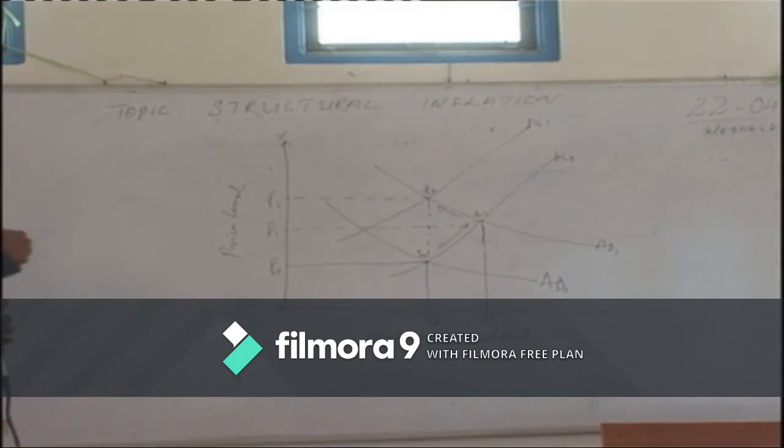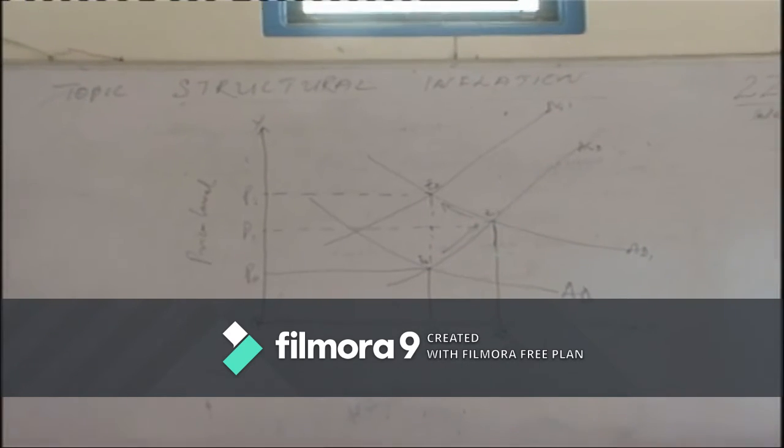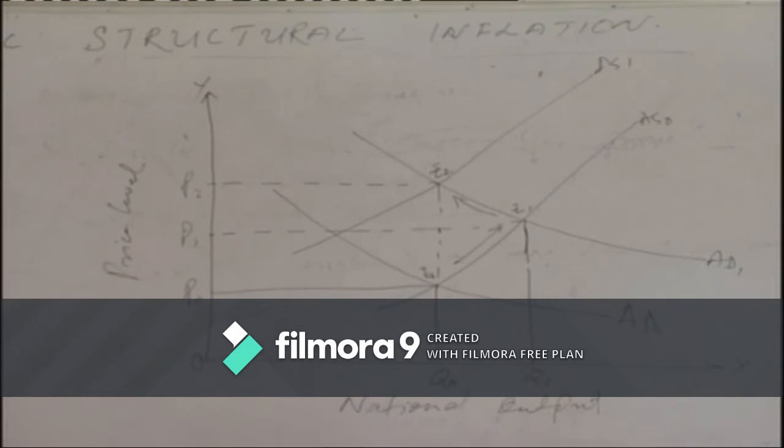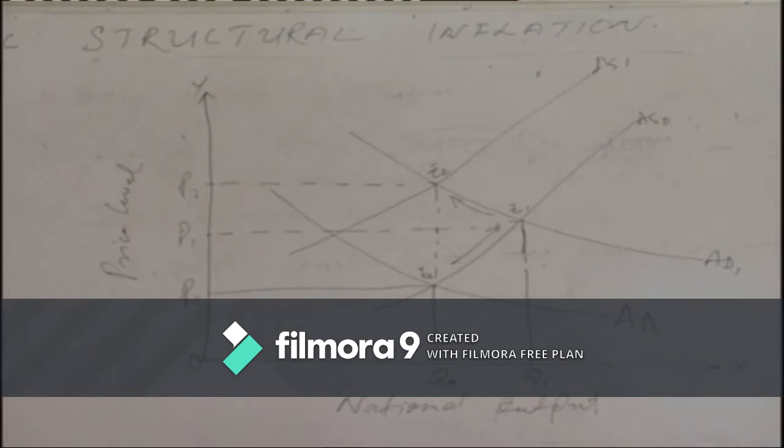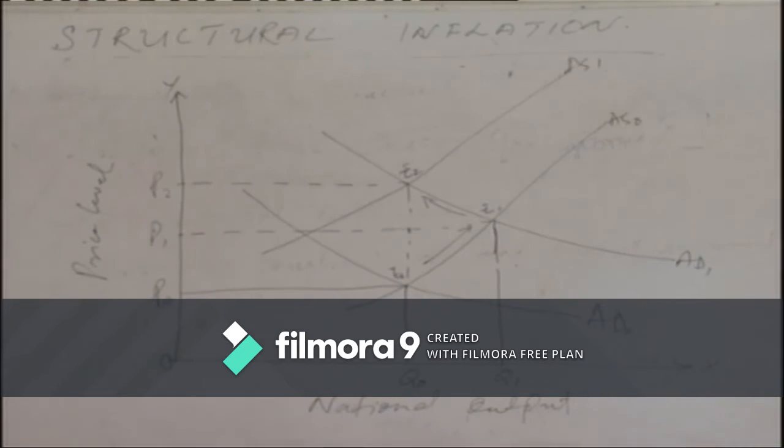I hope this figure is clear enough. Now, we are going to see the situation of demand pull or cost push through this graph. In our figure, the x-axis is indicating the level of national output, and the y-axis is showing the price level.